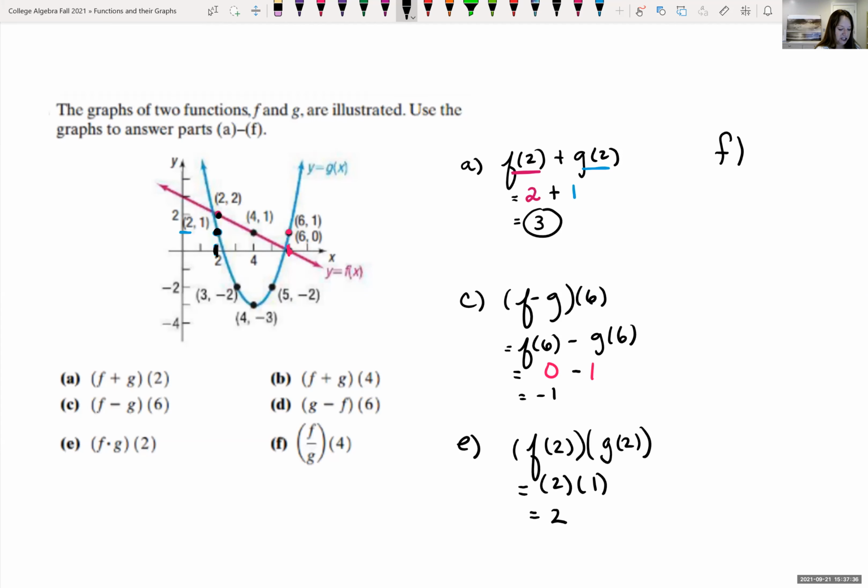One more. F divided by g of 4 is the same thing as looking at f of 4 divided by g of 4. Looking at when x is 4, f of 4 gives us a y value of 1, all over g of 4. G of 4, that y value is negative 3. So this would be equal to negative 1/3.